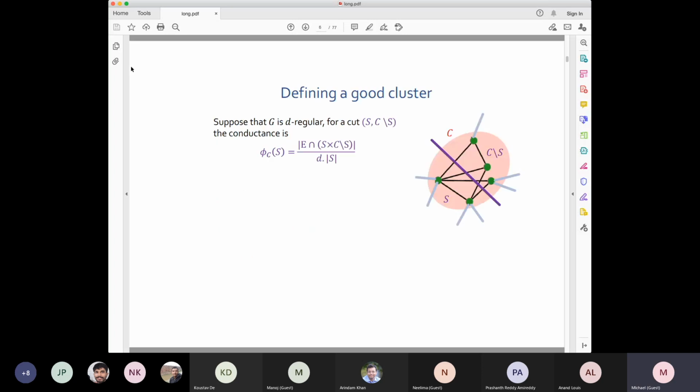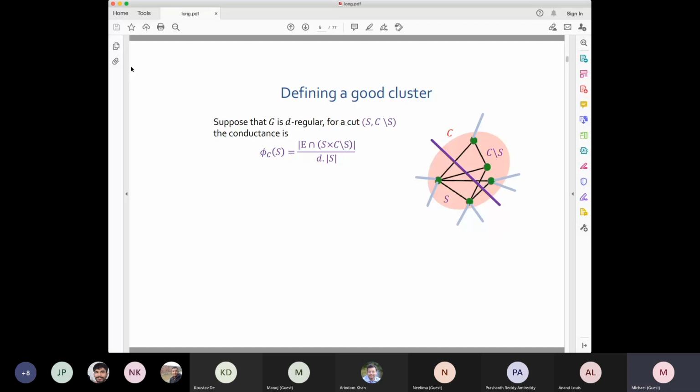Good. So what are clusterable graphs? Before I tell you what clusterable graphs are formally, I need to define what I mean by a good cluster. So here's an example shown on the slide. What you see on the slide is a subset C of vertices in some bigger graph. So there are 5 vertices here, and note that there are some edges that go to the outside of this cluster.